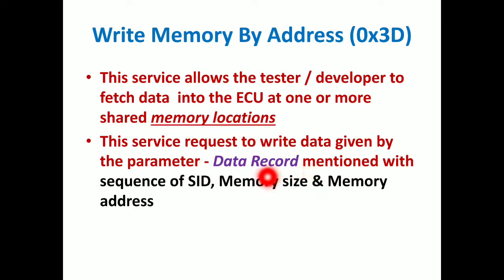So how can you write a data record? You cannot directly mention the data record. First you have to mention a sequence like memory size and memory address. Memory address is nothing but the location, the memory location. You have to mention this to write the memory record, the data record.